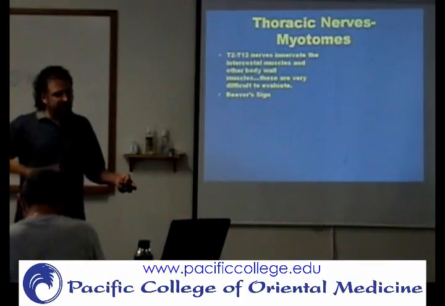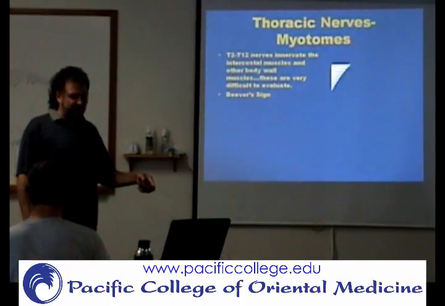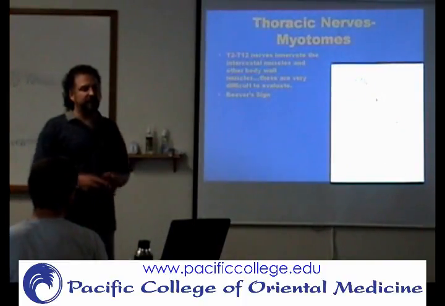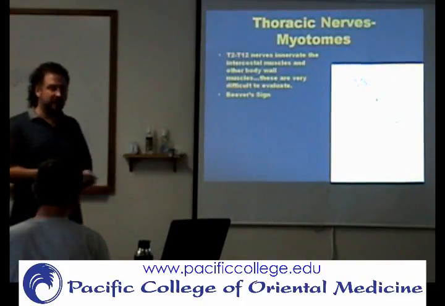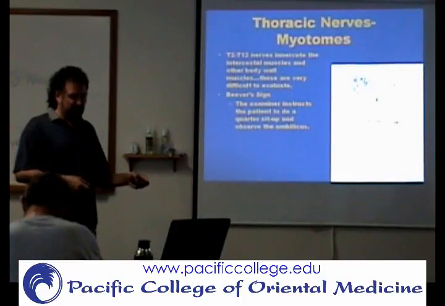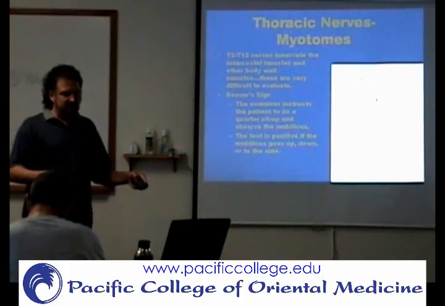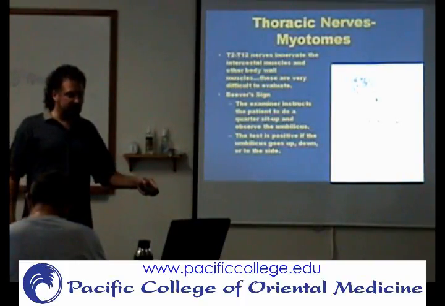So T2 to T12 is going to be the intercostal muscles. This Beevor's sign is if somebody's doing a sit-up and you watch for the umbilicus to deviate from one side to the other. If some of the muscles aren't working uniformly, you'll see it shift up or down or from one side to the other.